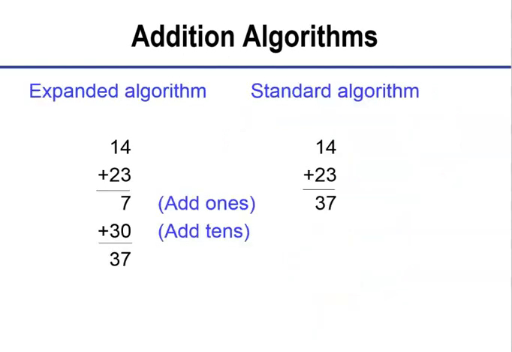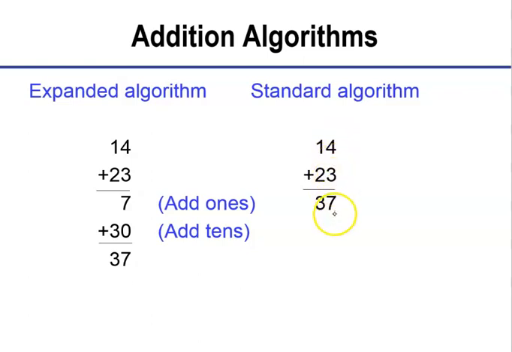Next we have something called the expanded algorithm. Okay, so notice what's happening here. We're going to add our 1s together, and we get 7. So we've got 4 plus 3 is 7. And then we're going to add our 10s together. So we've got 10 plus 20, and that's equal to 30. And then finally we can add our 1s and our 10s together. That's the expanded algorithm. Whereas the standard algorithm, you add the units place.